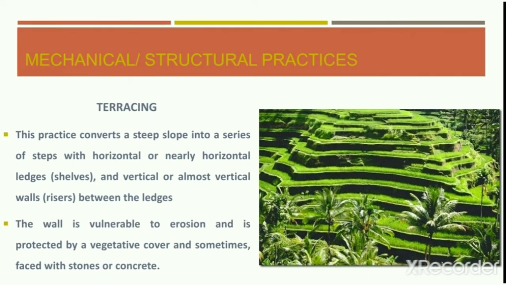Among the mechanical or structural methods, terracing is a widely accepted practice. This practice converts a steep slope into a series of steps with horizontal or nearly horizontal ledges and vertical or almost vertical walls between the ledges. These walls are vulnerable to erosion and are protected by vegetative cover or sometimes with stones or concrete.